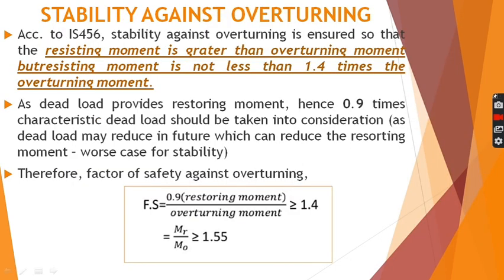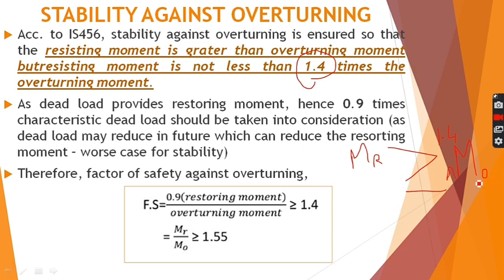So it is now very clear to you that in order to have stability against overturning, our MR should always be greater than or equal to M naught. IS 456 has defined a specific value for how many times MR should be greater than M naught. MR should be greater than M naught, but there should be quite a gap between the two. So according to IS 456, MR should be 1.4 times M naught.